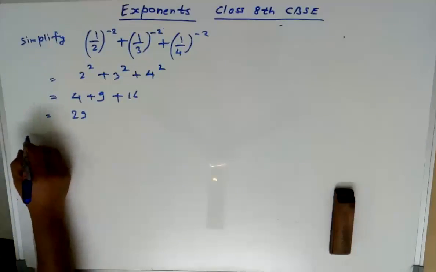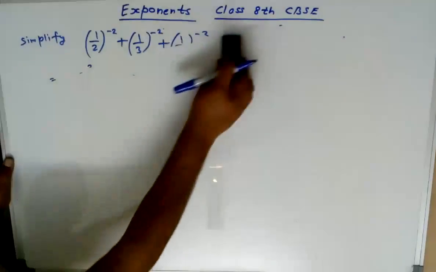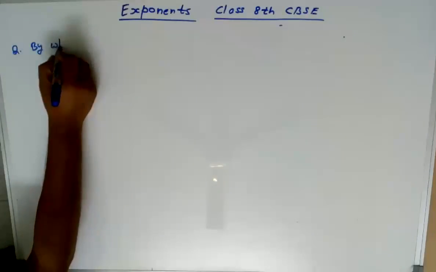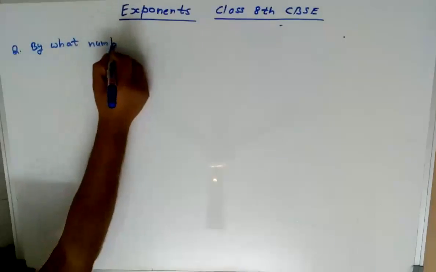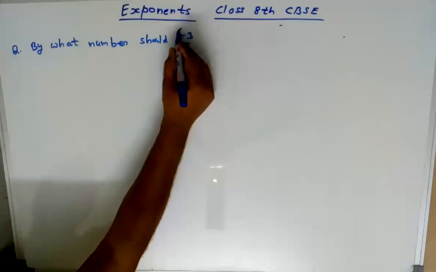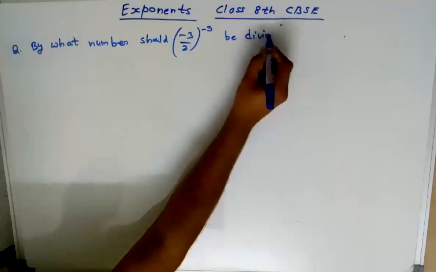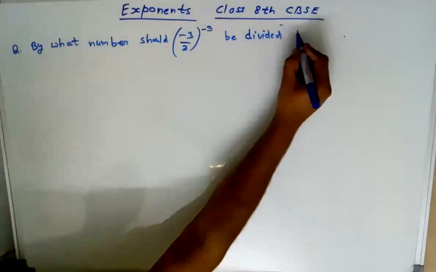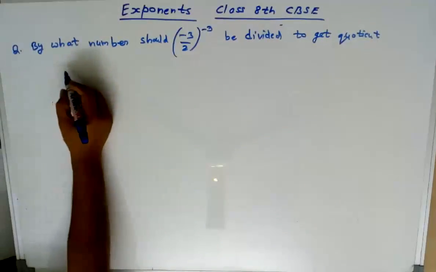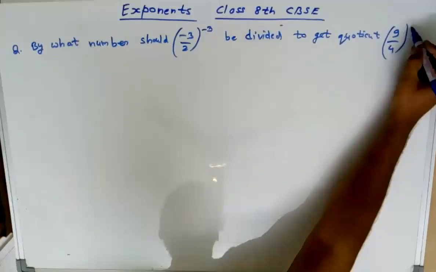Let us take one more example. By what number should minus 3 by 2 raised to the power minus 3 be divided to get the quotient 9 by 4 raised to the power minus 2.